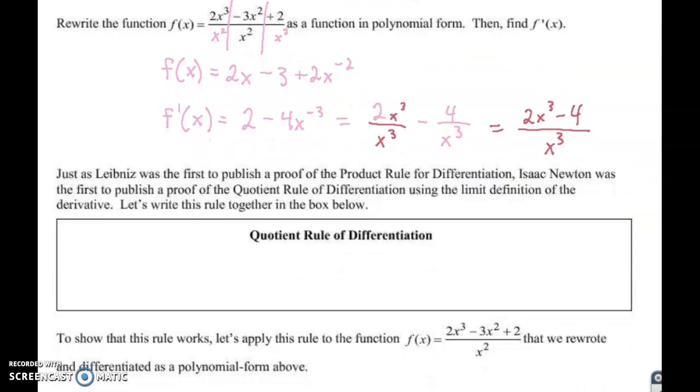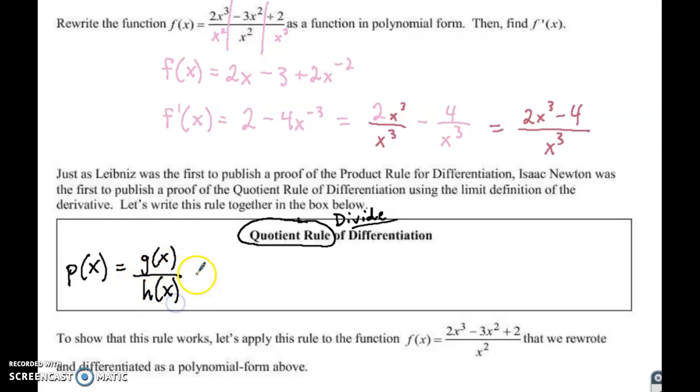But just like in an earlier problem where Leibniz and Newton were coming up with different rules, there's also a quotient rule. Now, the reason why we say quotient is because that's the fancy word we used a long time ago to say divided. So if you have a division problem with an independent variable on top and an independent variable on bottom, you can do this problem. So I'm just going to come up with random variables. Don't be mad about this, but I'm going to call it p of x is equal to g of x over h of x. I'm trying to avoid using f like I did in the previous video.